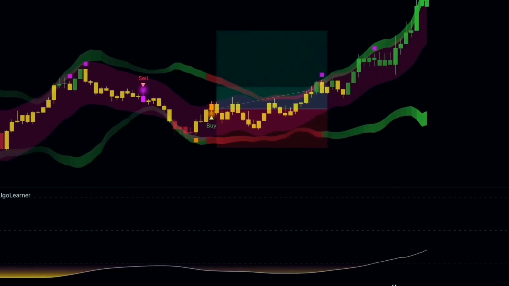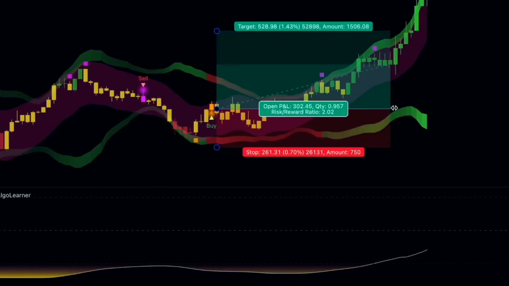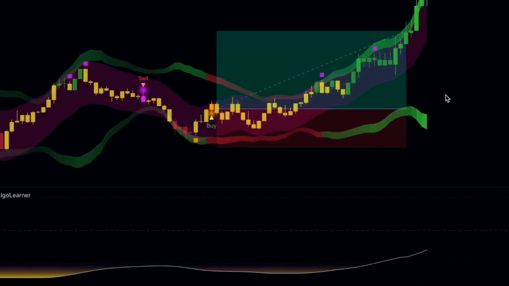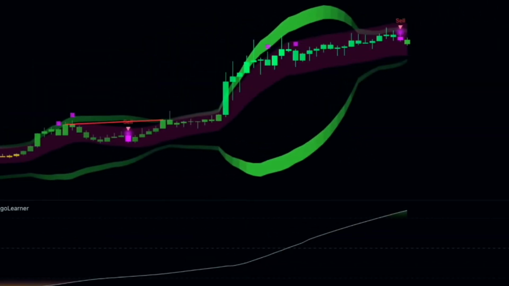Remember, this is just an example of a trading strategy. You can modify the rules depending on the markets and timeframes you trade. The strategy also works effectively for short positions. For short trades, the rules are as follows.